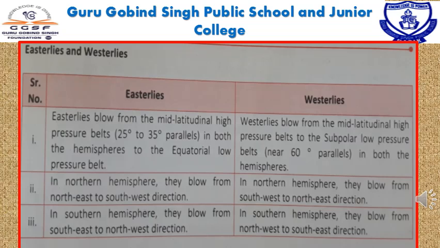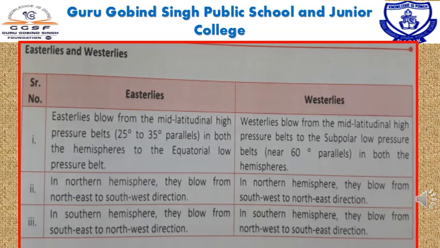Then in the northern hemisphere they blow from northeast to southwest direction. Now here is the direction. In the northern hemisphere this wind blows from the northeast to the southwest direction. So children, in the southern hemisphere this wind blows from southeast to northwest direction. Remember their direction, children. Now westerlies winds.